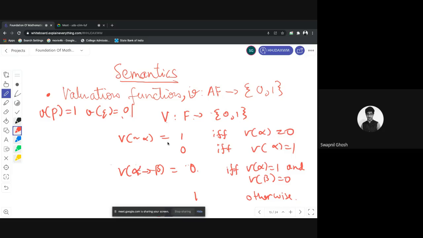Notice that we are again recursively defining the function v. I'm giving you an intuitive idea. The valuation of not alpha is dependent on the valuation of alpha. It's quite evident: not alpha is 1 if the valuation of alpha is 0. And we are doing it inductively, right? We are starting from atomic formulas and building it up. And alpha implies beta is false if the valuation of alpha is 1 and the valuation of beta is 0, and otherwise it's always 1.